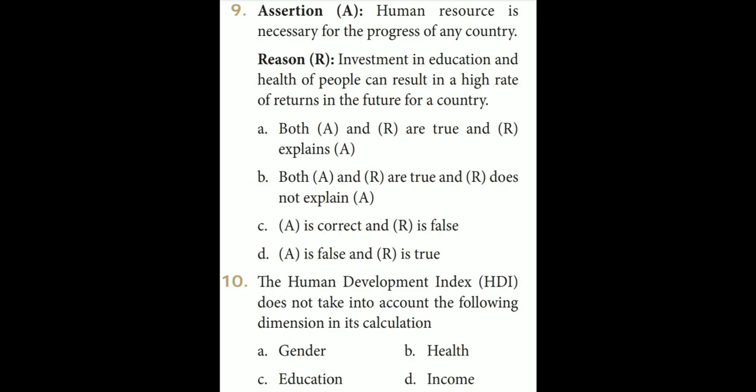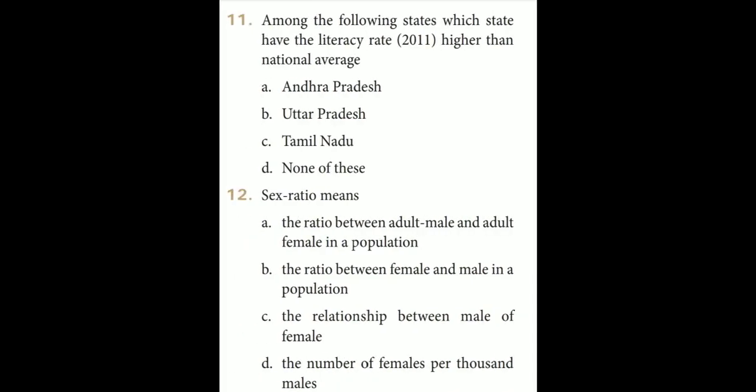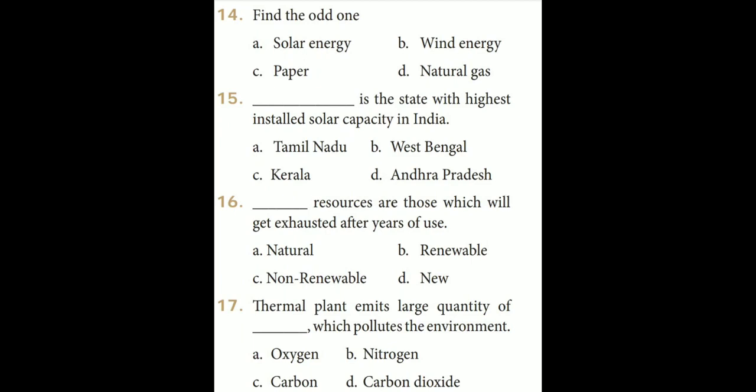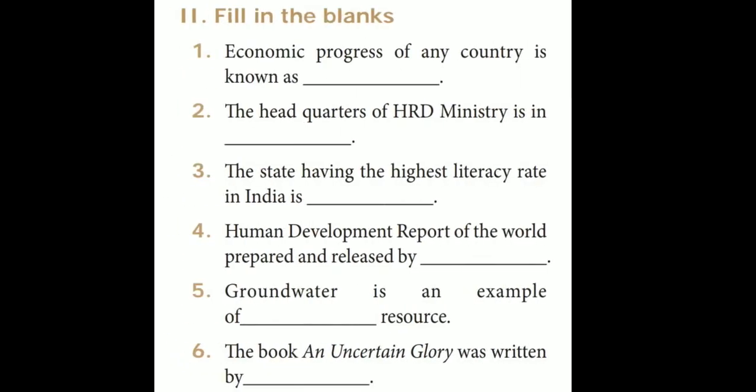10th one, A, gender is the correct answer. 11th one, C, Tamil Nadu is the correct answer. 12th question, D, the number of females per 1000 males is the correct answer. Next, 13th question, that is C, sustainable development is the correct answer. 14th question, C is the correct answer, paper. 15th one, A is the correct answer, Tamil Nadu. 16th, C is the correct answer, non-renewable. 17th, D is the correct answer, carbon dioxide.